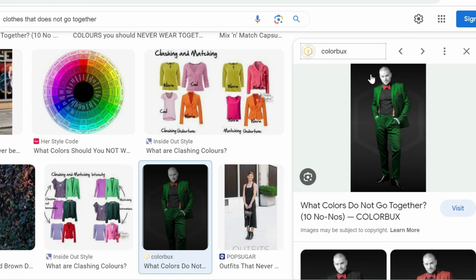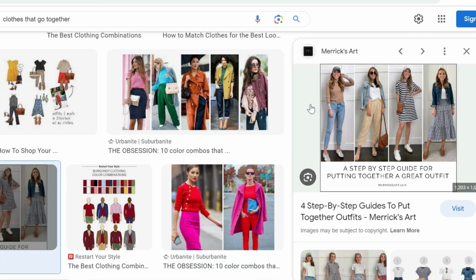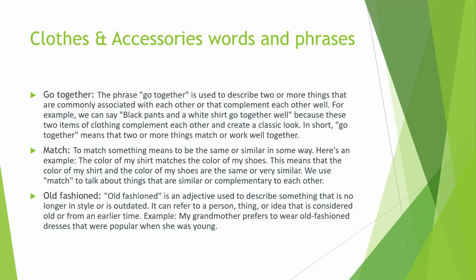Okay, so here is an example of clothes that do not go well together. Look at the picture here. That's a typical example. Now here are some clothes that do go together. See, like this picture here.